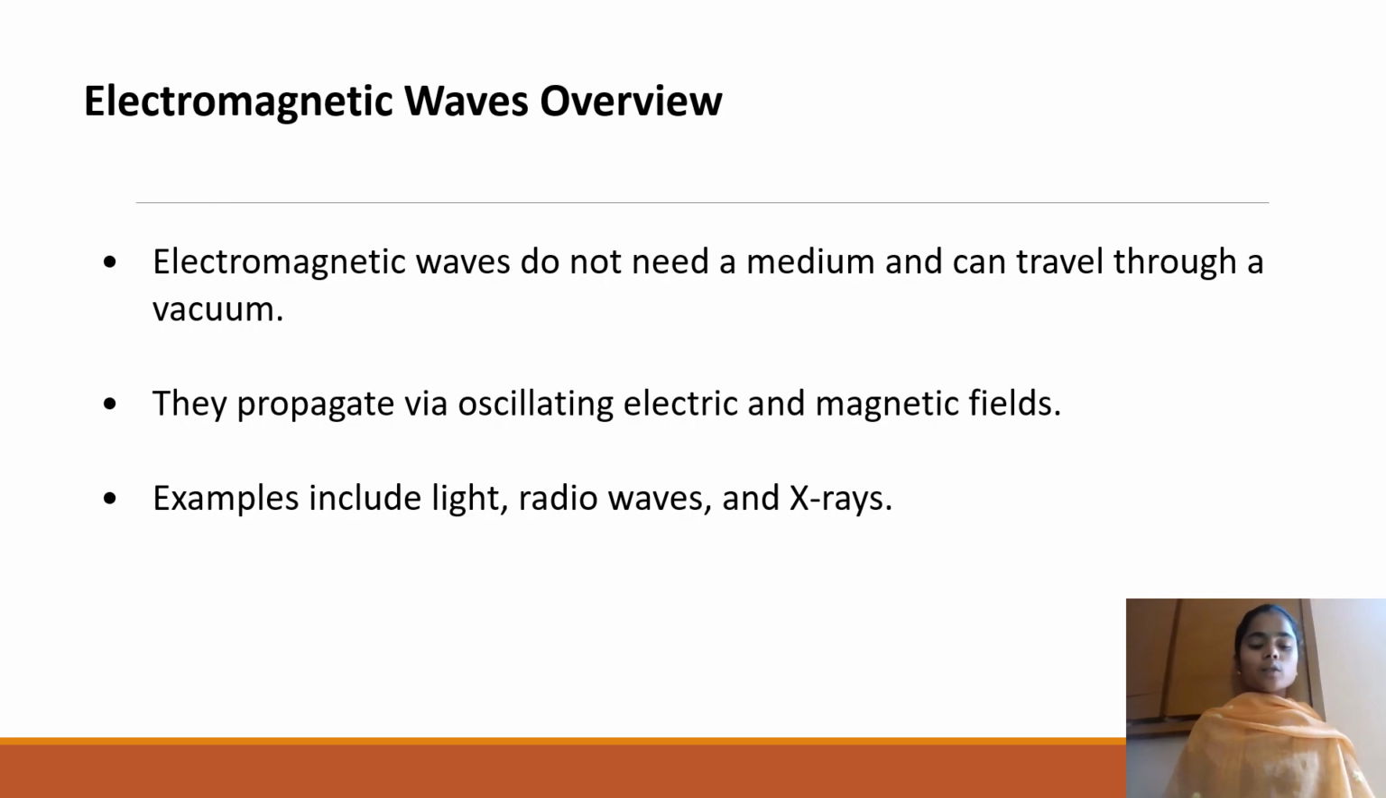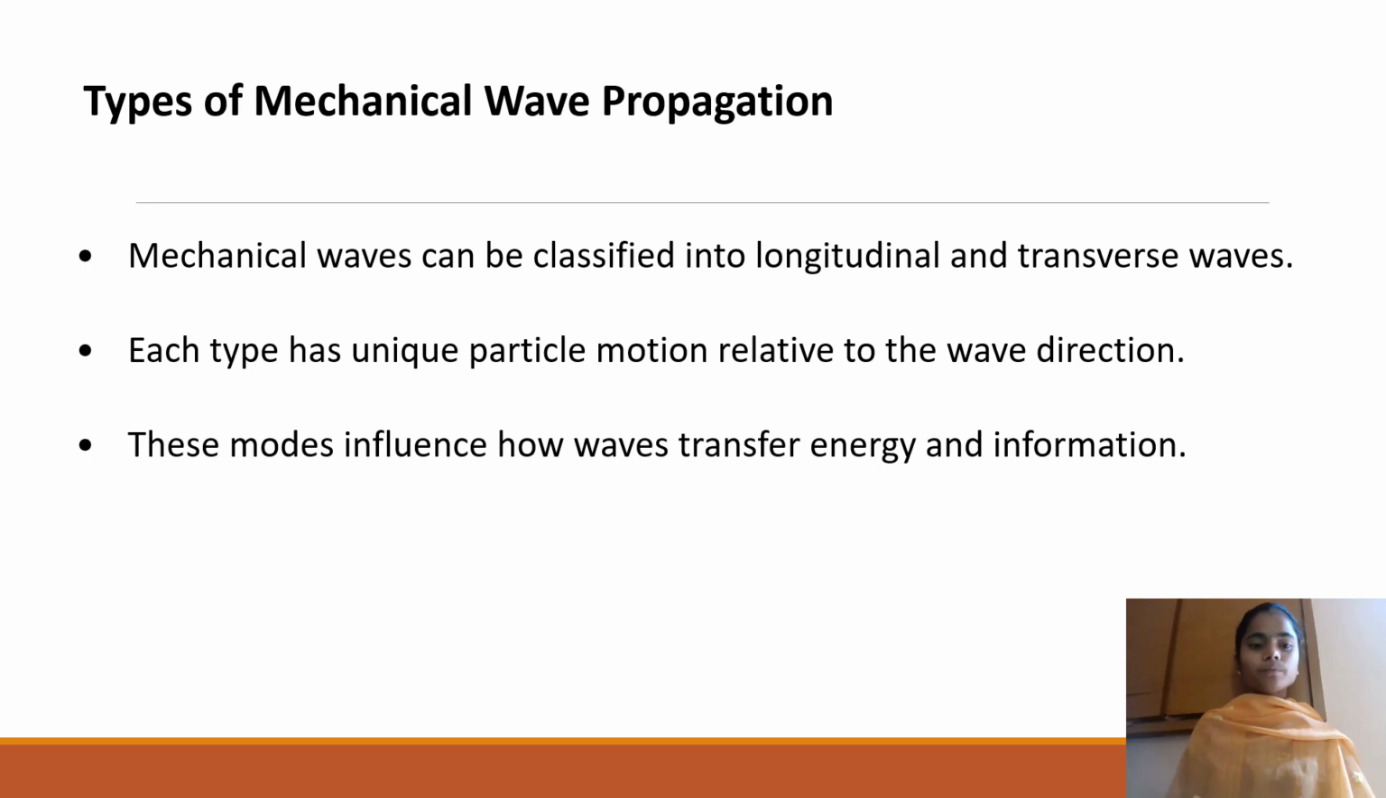Electromagnetic waves. Electromagnetic waves do not need any medium and can travel through a vacuum. These waves propagate via oscillating electric and magnetic fields. Examples of electromagnetic waves are radio waves and X-rays.